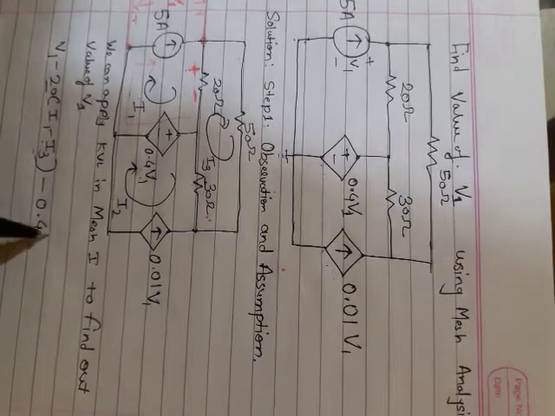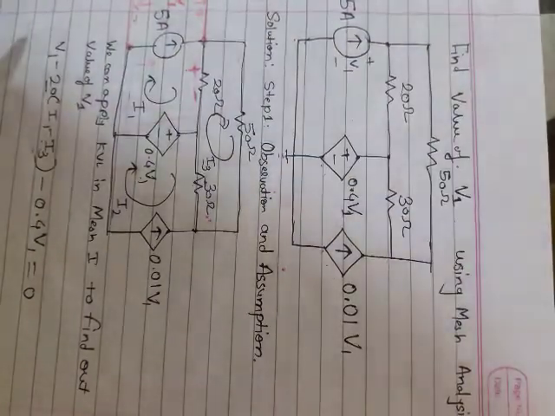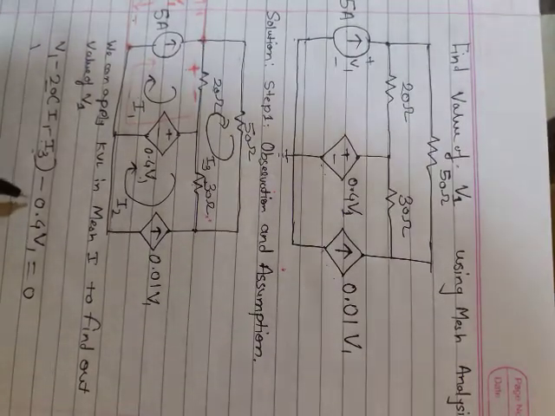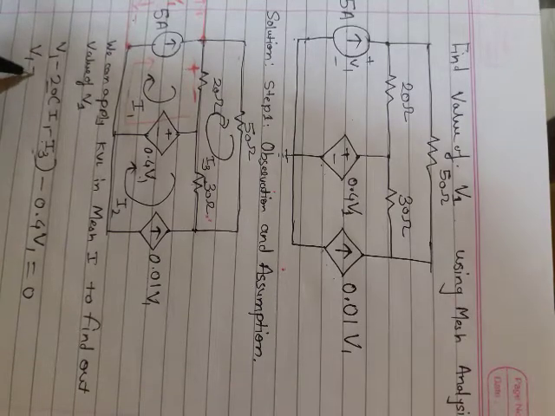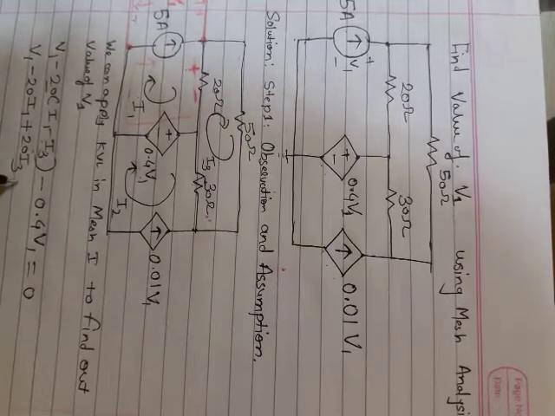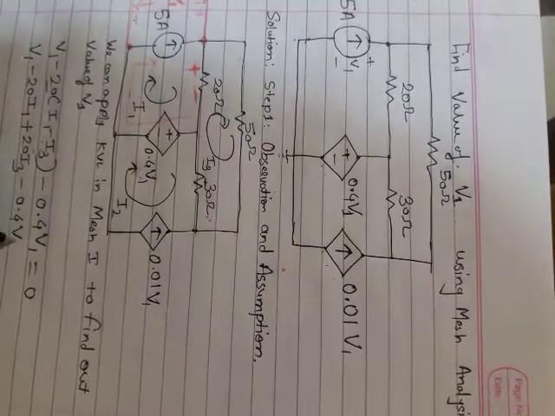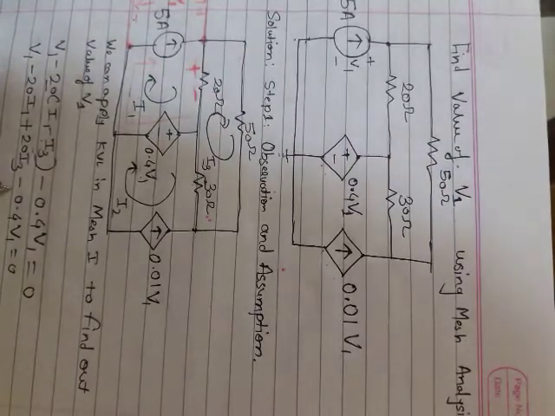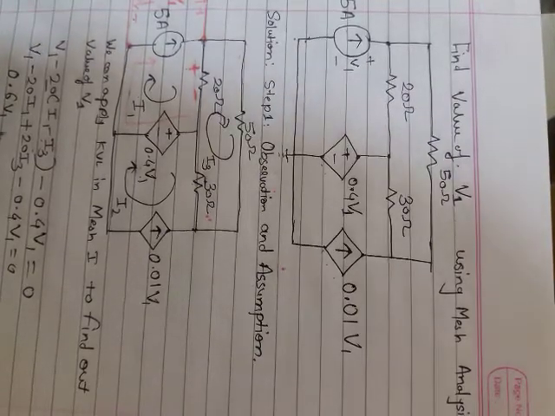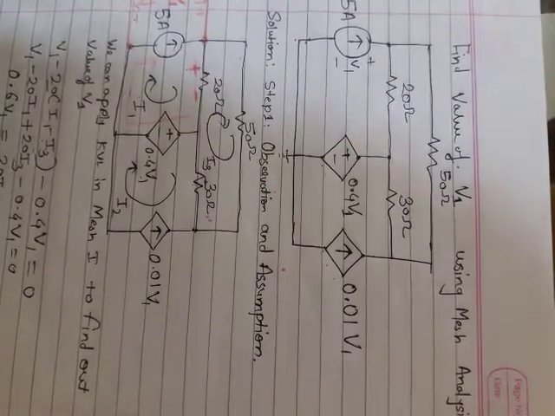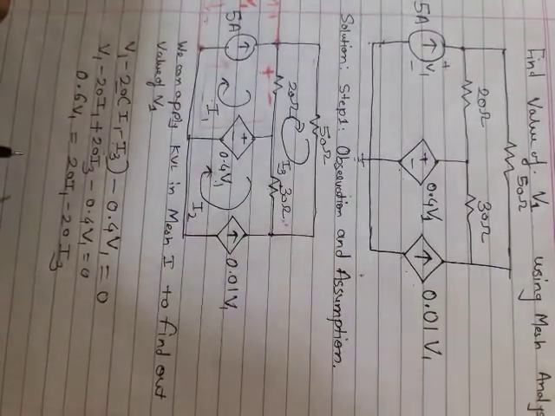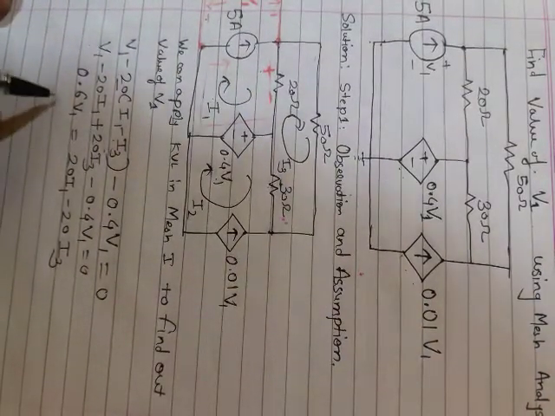minus 0.4 V1 is equal to 0. So V1 minus 20 I1 plus 20 I3 minus 0.4 V1 is equal to 0. V1 minus 0.4 V1 is 0.6 V1, which is equal to 20 I1 minus 20 I3.